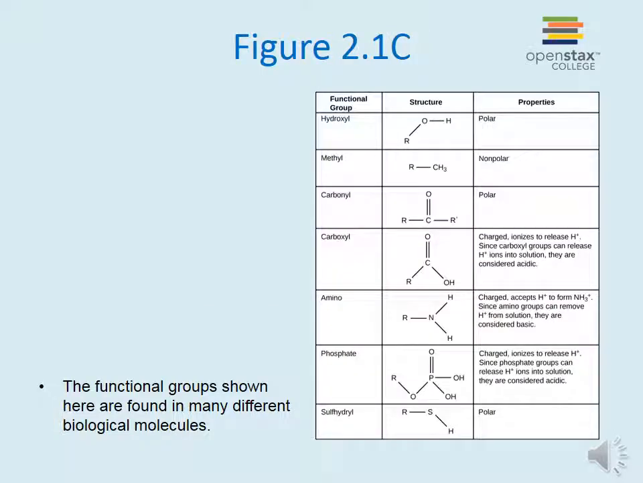Here you see the functional groups found in many different biological molecules. Hydroxyl is OH. Methyl is CH3, carbonyl is C double bond O, which refers to carbon and oxygen sharing 2 pairs of electrons in a covalent bond. A carboxyl group is COOH, an amino group is NH2, a phosphate group is PO4, and a sulfhydryl group is SH. The R refers to the rest of the molecule to which the functional group is attached.